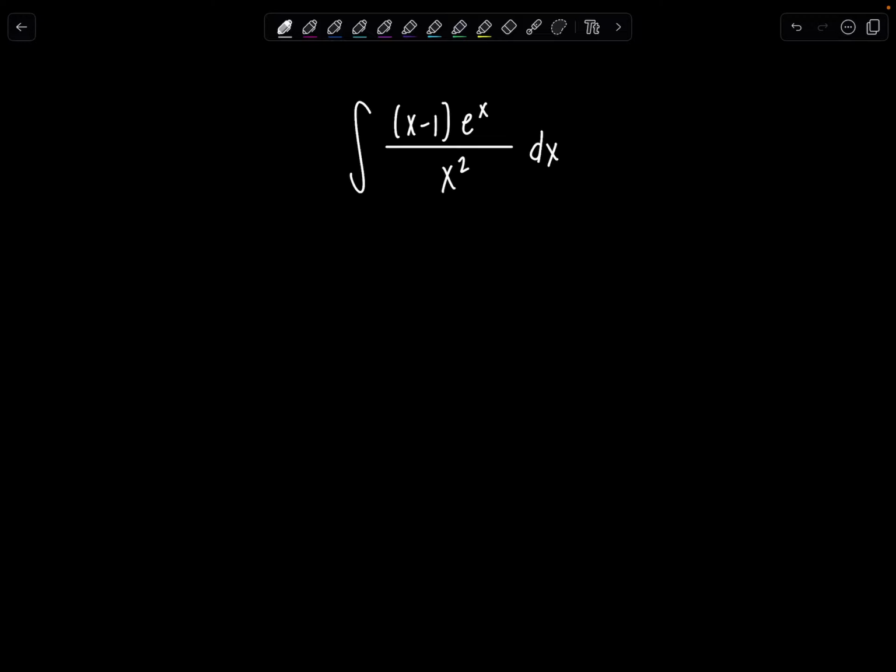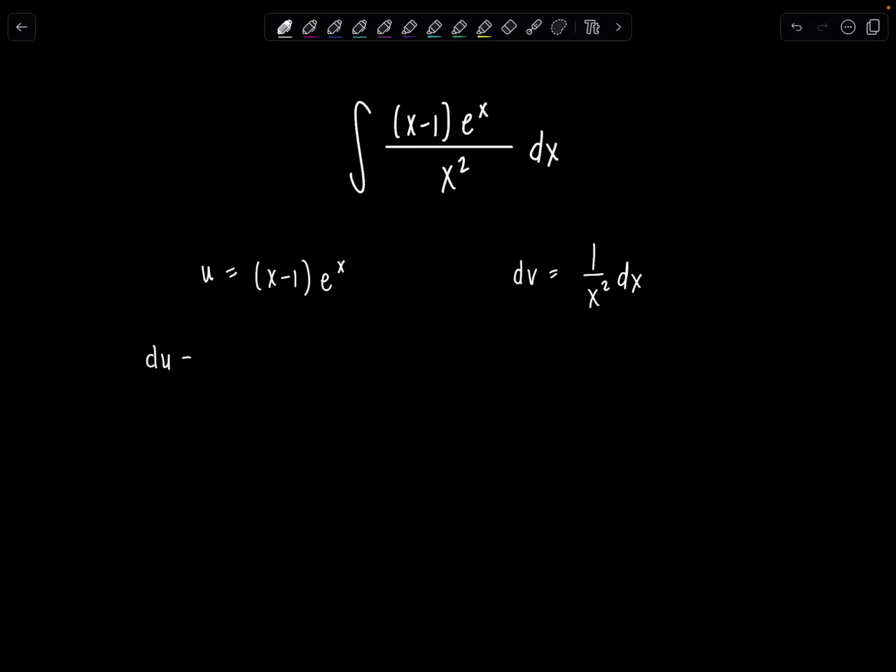So I'm going to jump right in. We need to pick u and dv. And after playing around with it, what works out is u needs to be (x - 1) along with e to the x, and then dv should just be 1 over x squared dx. You might find some other combination that works, so let me know in the comments down below. All right, now we need to find du and v.